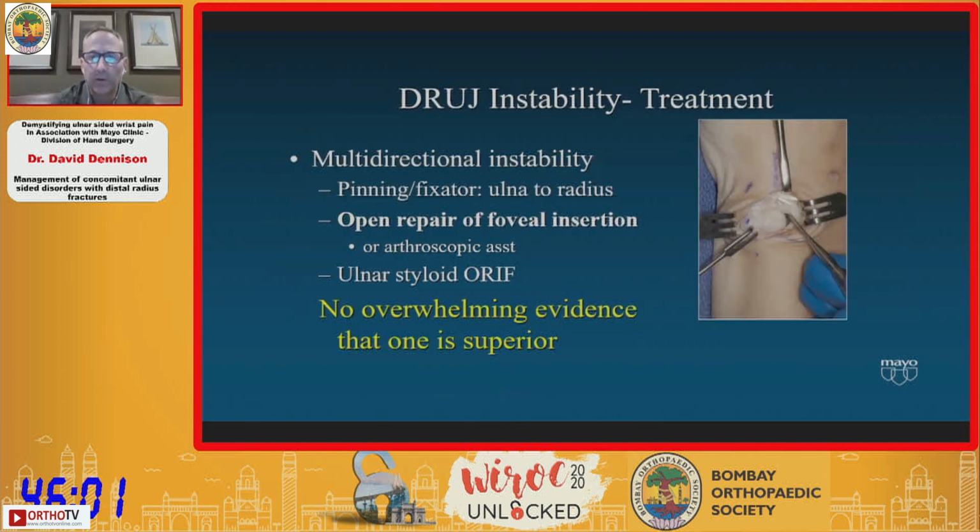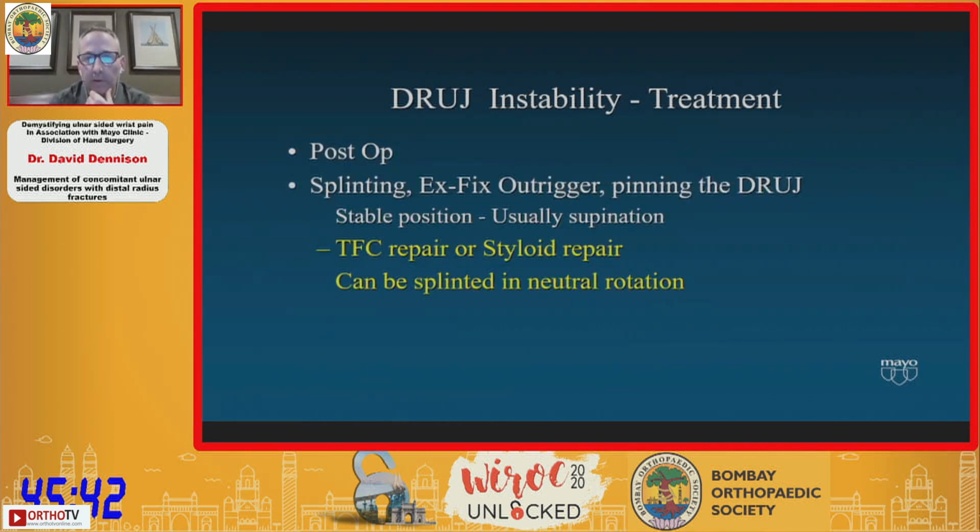So if there's instability, as Dr. Berger talked about, we can think about either pinning the ulna to the radius, or doing the open foveal repair or the styloid ORIF. You can choose to do this how you like or what you're comfortable with. There's no superior evidence for one versus the other, but certainly there are some of us that like one way versus another. Most of us here will consider fixing the fovea or the TFCC and the styloid if necessary, because it allows us to maintain a stable position in a neutral rotation splint, and we don't have to deal with other positions that might risk stiffness.